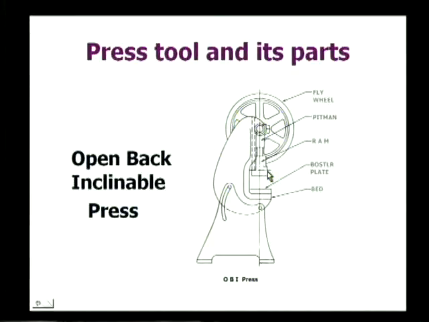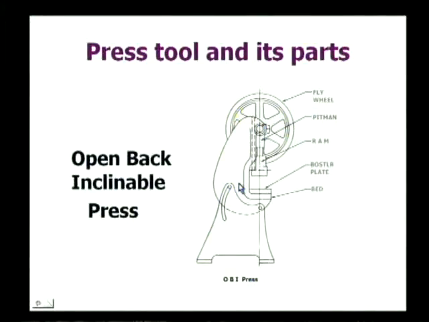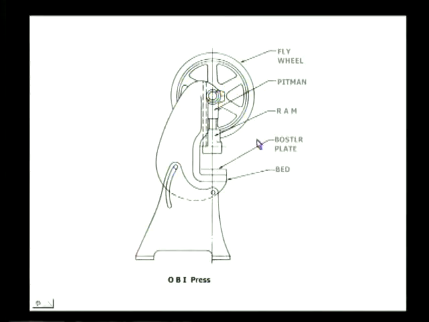Here this diagram shows the most versatile machine tool, that is an open back inclinable press. There are different types of press tools, in which the mechanical press is most widely used, and in addition to these, important press tools like hydraulic presses and other presses are also there. Let us first discuss the simplest and first machine tool. So you can see this is the flywheel and this is the pitman, the ram which can slide up and down, this is the bolster plate and this is the bed, and you can see the same right now.